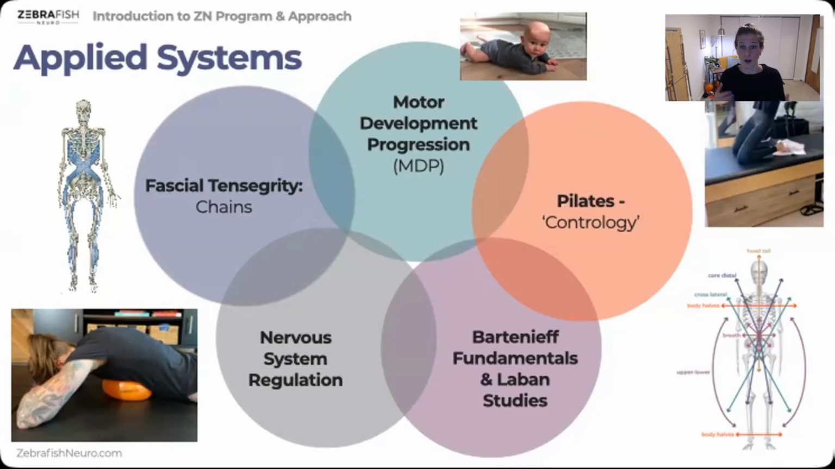So it's really about figuring out what door I can knock on to get into someone's body. We play around with that. And then from there, I can say, oh, let's try some Bartenieff stuff, or let's try some Pilates stuff, and see how that feels. But it's the entry point. It's knowing how to enter into someone's body.